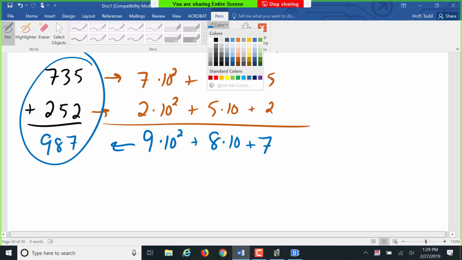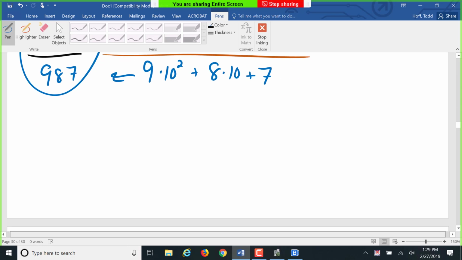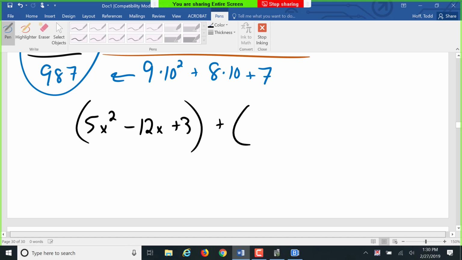Now, because we use the abbreviated version for most whole numbers and integers, we could do it with the abbreviated version. The difference when we start working with polynomials is our polynomials are always written out in that expanded form or long form. So if I have 5x squared, and of course they can have negative digits, minus 12x plus 3 plus 2x squared plus 6x minus 18.